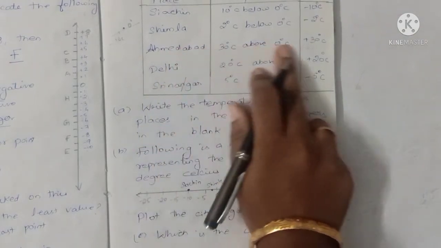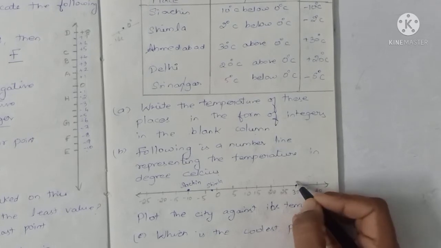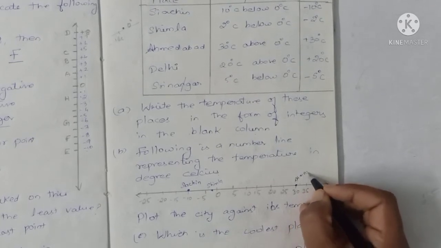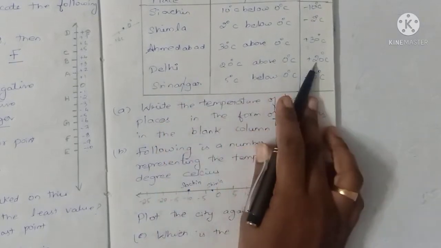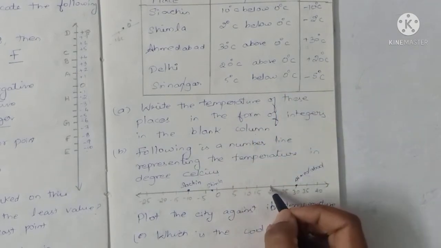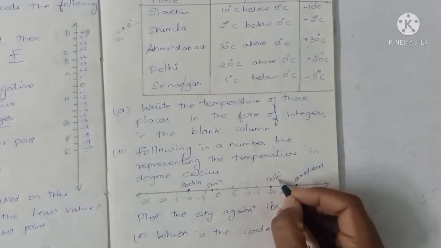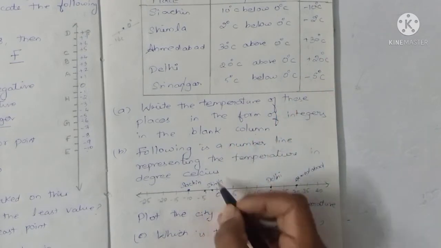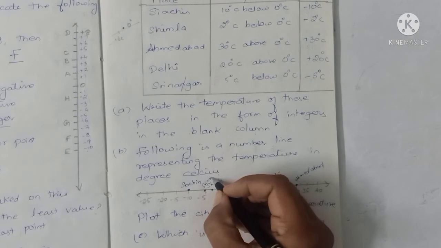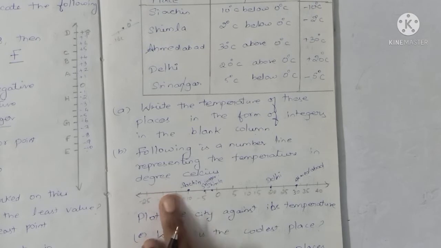The next, Ahmedabad 30 degrees Celsius. So where is 30? 30 is positive. So on the positive side we have 30 to be here. So Ahmedabad. The next, Delhi 20 degrees Celsius. 20 is here. So 20 Delhi. Srinagar minus 5 degrees Celsius. Minus 5 is here. Srinagar. Okay. So this is the answer for subdivision B.